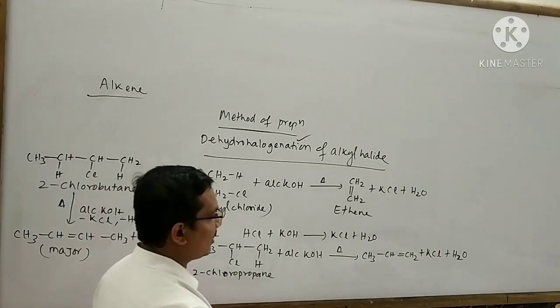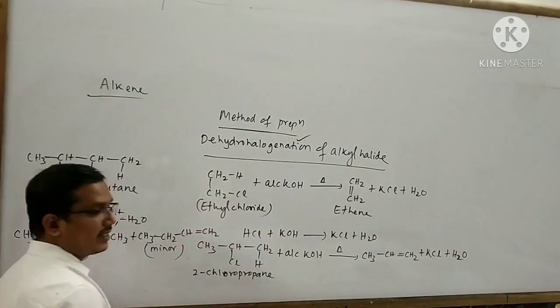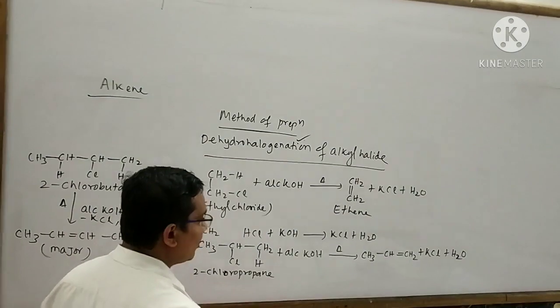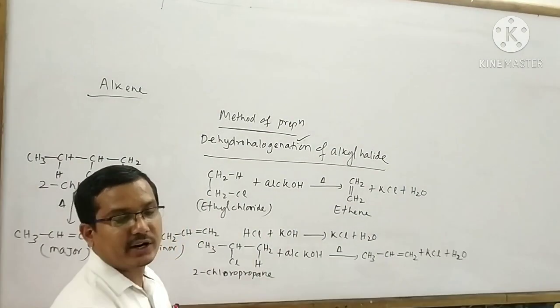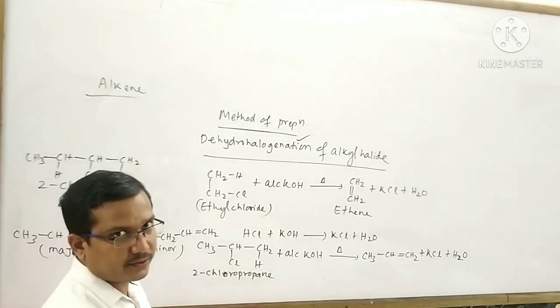Finally, I can give a statement like this: when an alkyl halide is heated with an alcoholic solution of sodium hydroxide or potassium hydroxide, then a molecule of alkene is formed.